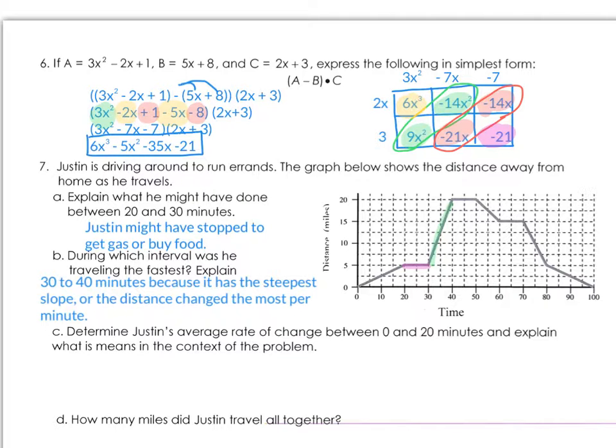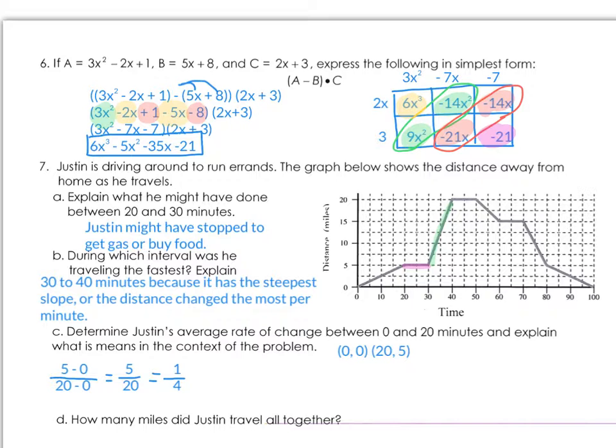Okay, part C says determine Justin's average rate of change between 0 and 20 minutes and explain what it means in the context of the problem. So if I just look from 0 to 20, I'm going to find the slope for that. I'm going to start by writing out the points. So (0, 0) and (20, 5). Remember, slope is y2 minus y1 over x2 minus x1. So I'm going to do 5 minus 0 over 20 minus 0. When I subtract that, I get 5 over 20, which then reduces to 1 over 4.